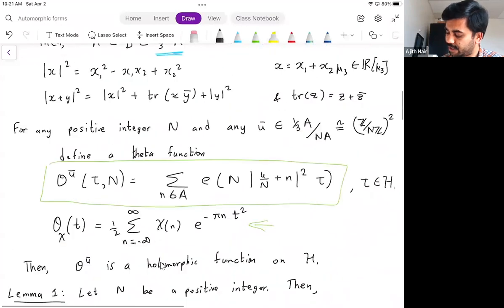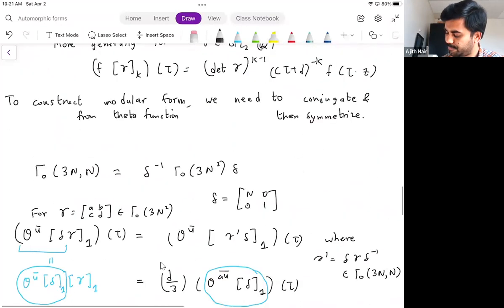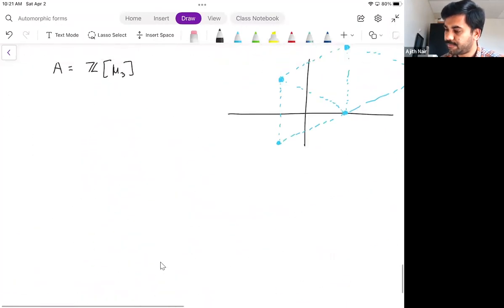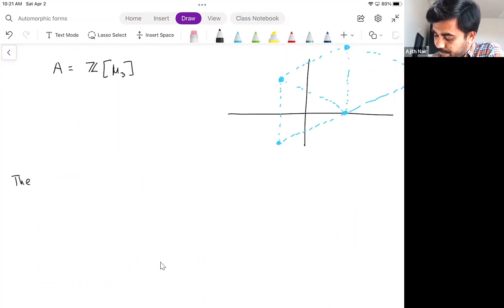So to show the final thing, I need to explain the cubic reciprocity theorem. The other ingredient is the cubic reciprocity theorem.